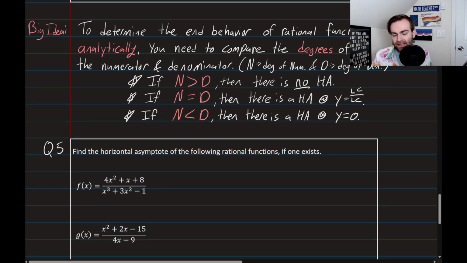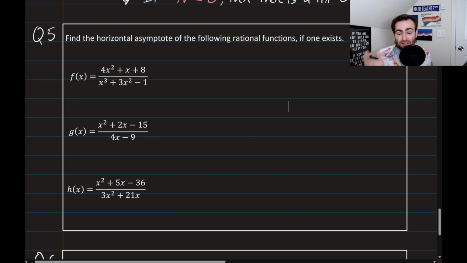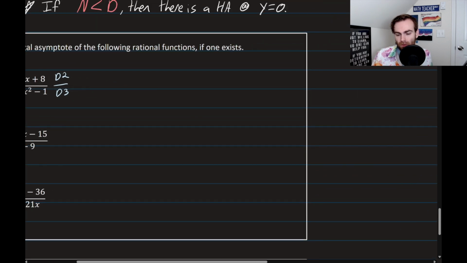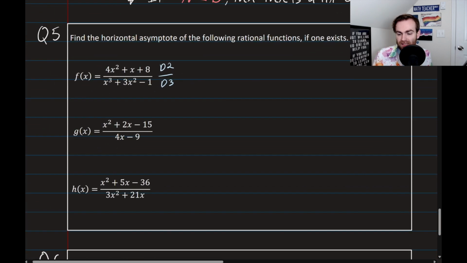So knowing that, question 5, we are tasked with finding the horizontal asymptote of these rational functions if it has a horizontal asymptote. To figure this out, we're going to check their degrees. We have a degree 2 in the numerator and a degree 3 in the denominator, which means the denominator's degree is larger. This has a horizontal asymptote at y equals 0.